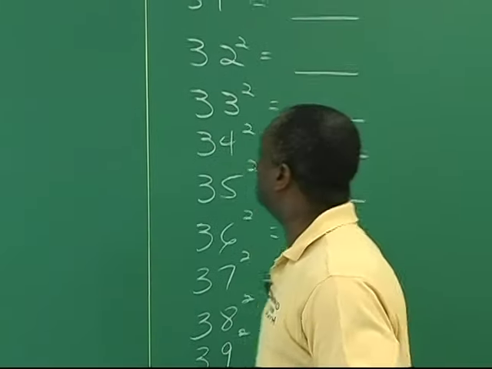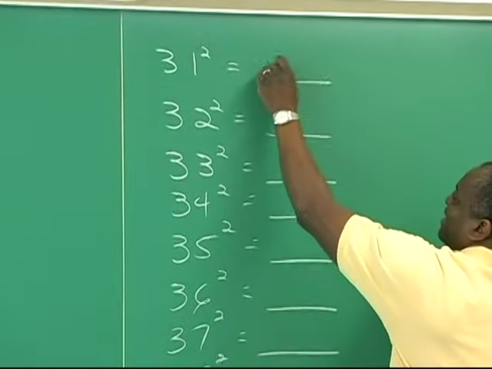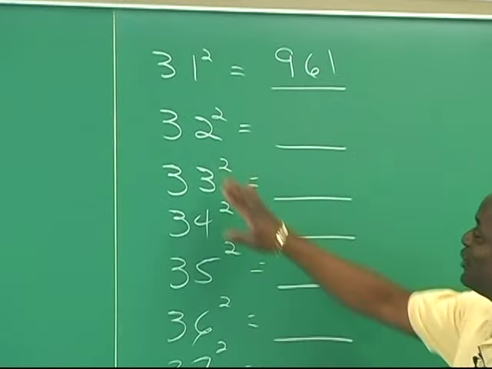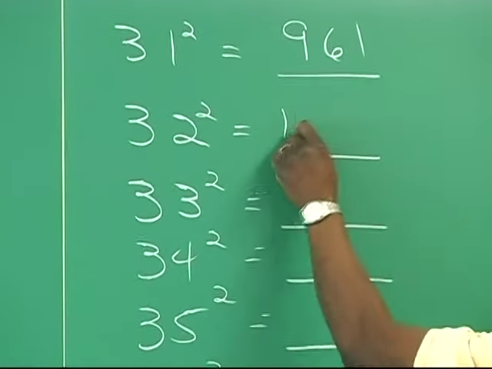I love this stuff. 31 squared, that's 961. 32 times 32, everybody knows that's 1024.